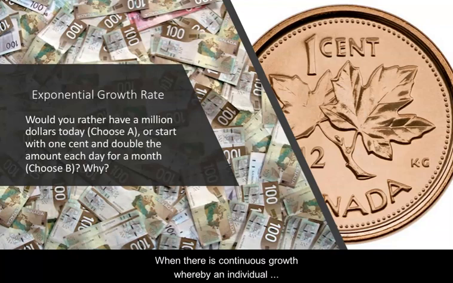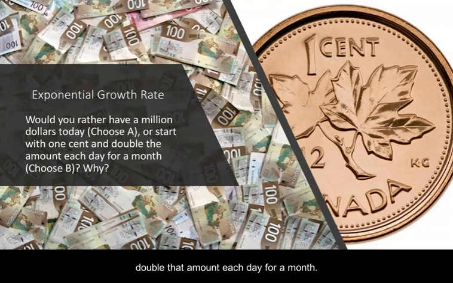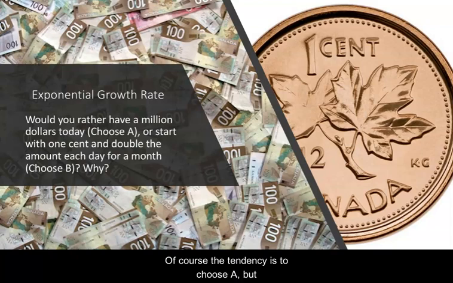When there is continuous growth, whereby an individual that reaches sexual maturity can reproduce, the population can grow extremely rapidly and exhibit exponential growth. To demonstrate how exponential growth works, think about the commonly asked question of, would you rather have $1 million today or start with 1 cent and double that amount each day for a month? Of course, the tendency is to choose A, but you would be better off financially if you chose B.